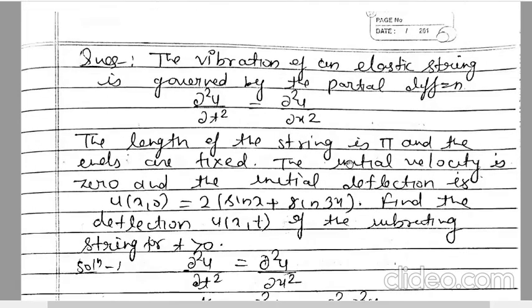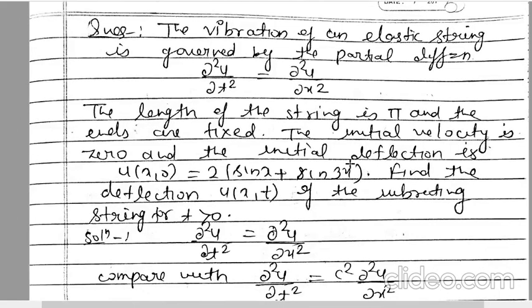There is another example here. The vibration of an elastic string is governed by the partial differential equation. This one, this is your wave equation. The length of the string is pi, that means x is equal to pi is given, and the ends are fixed. The initial velocity is 0, that means velocity del u by del t is equal to 0, and the initial deflection u(x,0) is already given as this one. Find the deflection u(x,t) of the vibrating string.